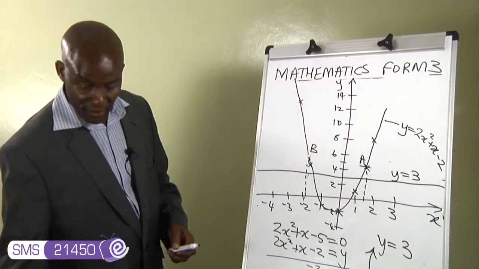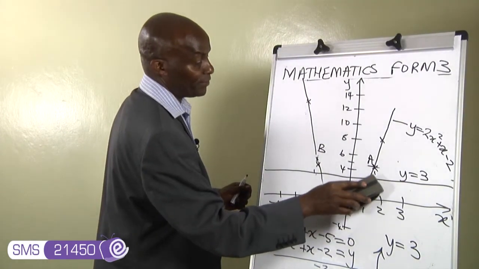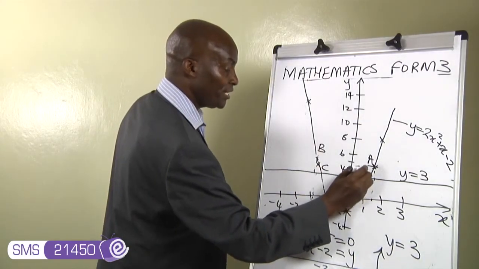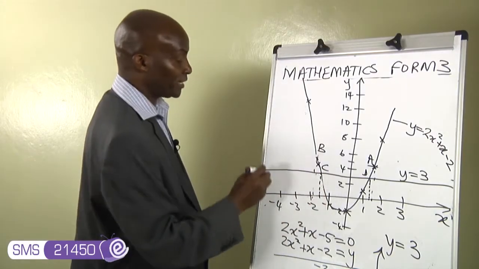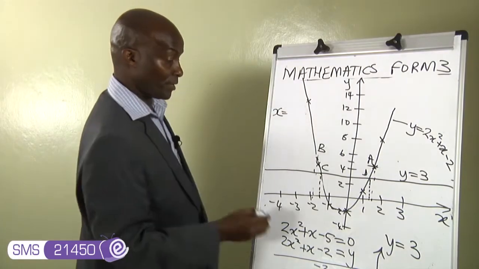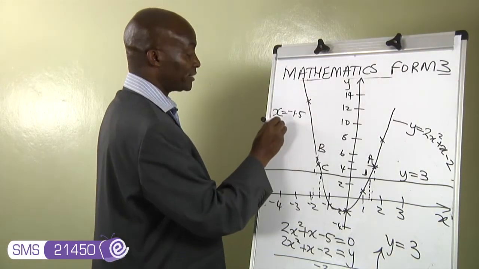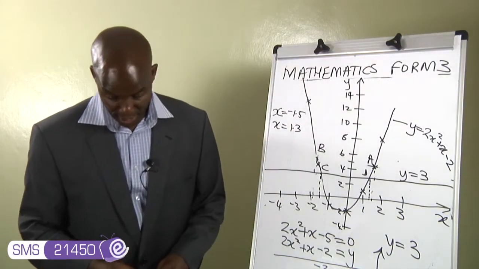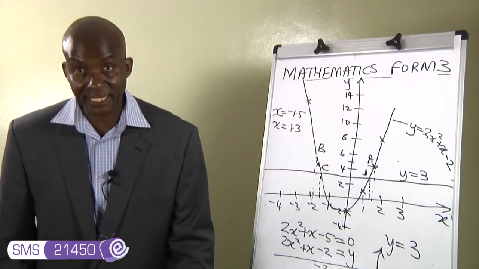And find the values of x where this line intersects with the curve. So it intersects at a point C and a point D. So we can read the values of x at both points and say the solution is x is equal to negative 1.5 and x is equal to positive 1.3. And that will be the solution to the question that we have been asked.